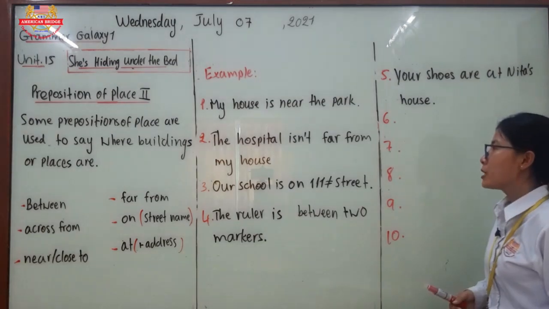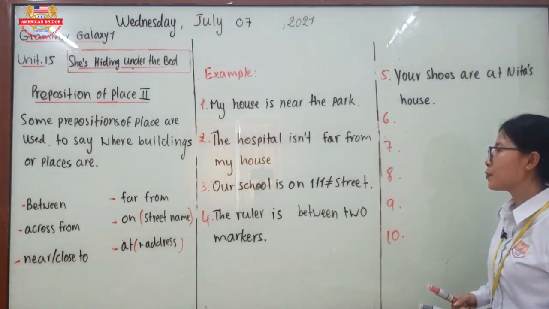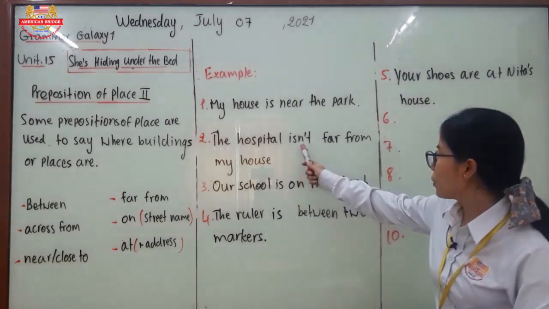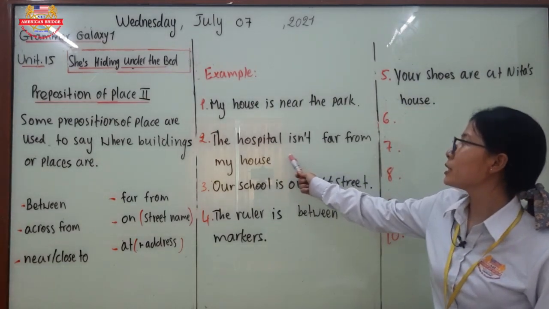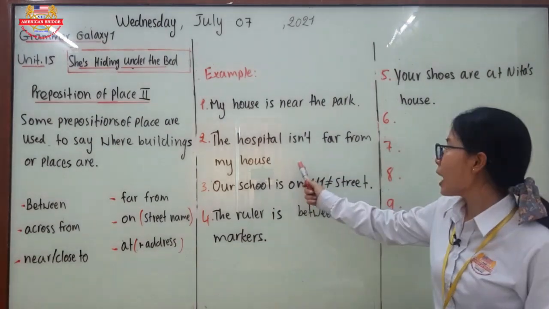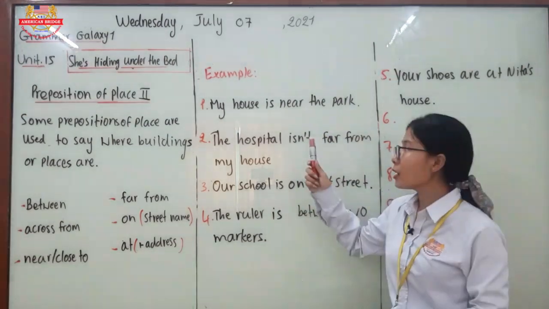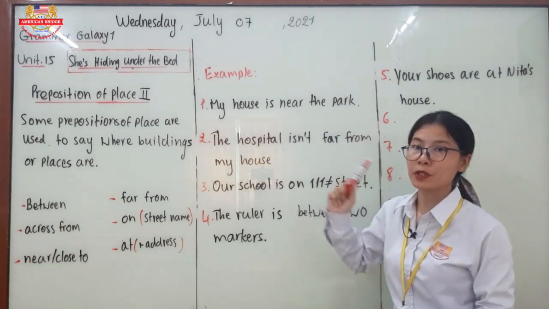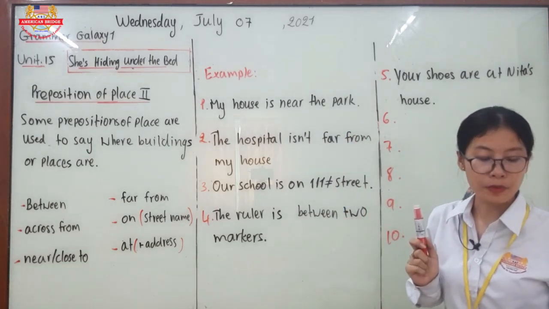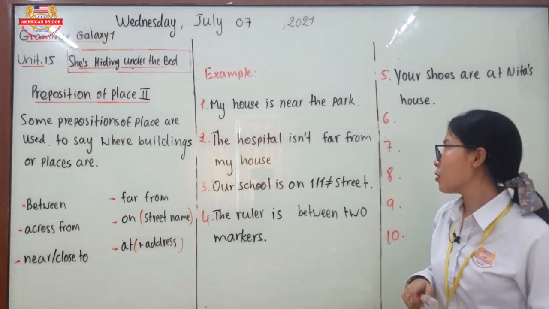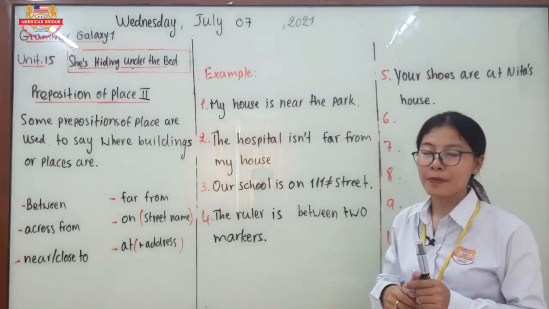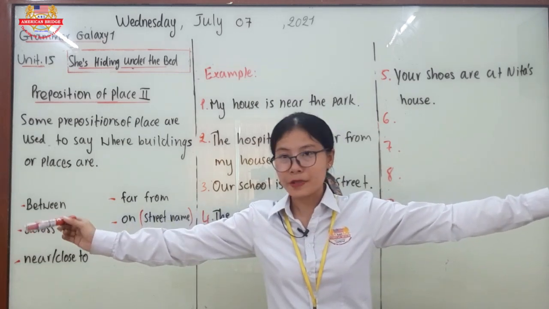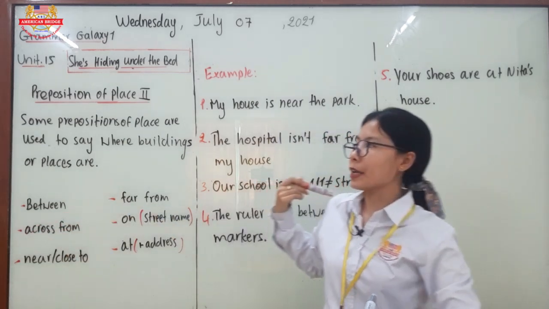Alright, near. So the hospital isn't far from my house. Isn't far from my house means near, the same, right? Because I use the negative here, it means still near, right? And remember that prepositions of place are normally used after the verb to be. Alright, so isn't far from my house. Like I mentioned already, far means something that is not near. It's very far. It cannot be close to each other. That is called far. Alright.